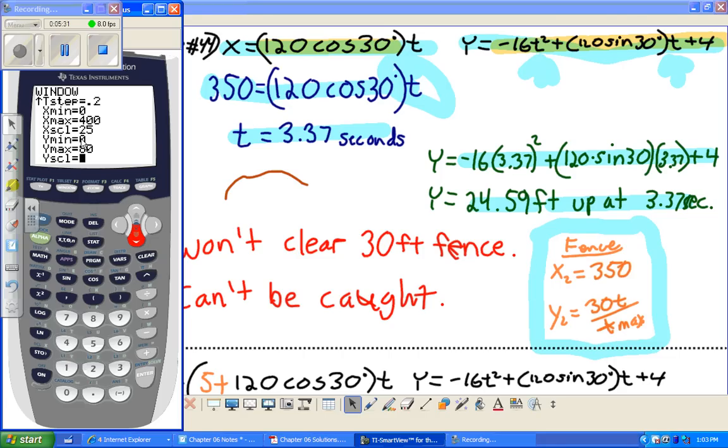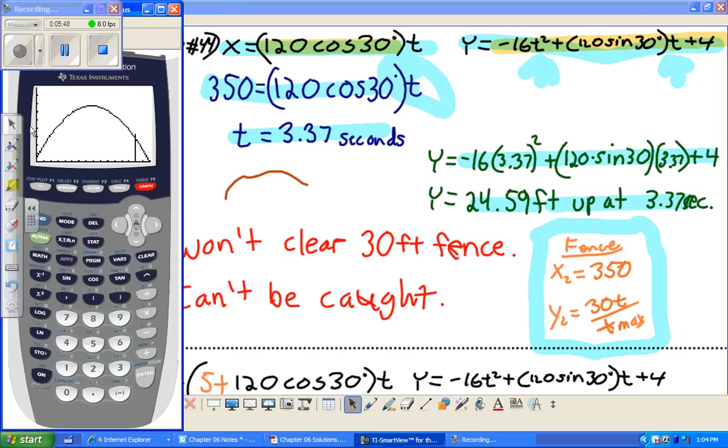Your Y minimum 0 because that's ground level. And then your Y maximum would be 80. I just picked 80. Wouldn't have to be. You kind of have to play around with that also. You don't know probably for sure how high the ball is going to go. You know you got a 30-foot fence, so your number should be bigger than 30.